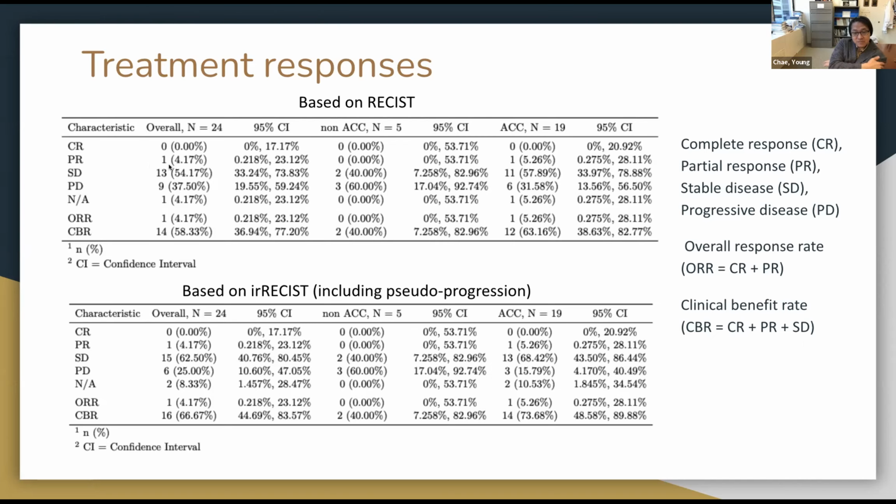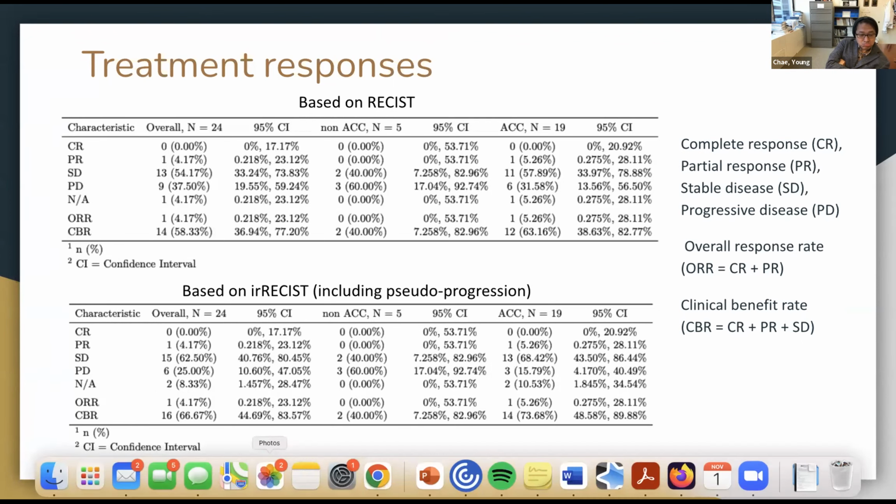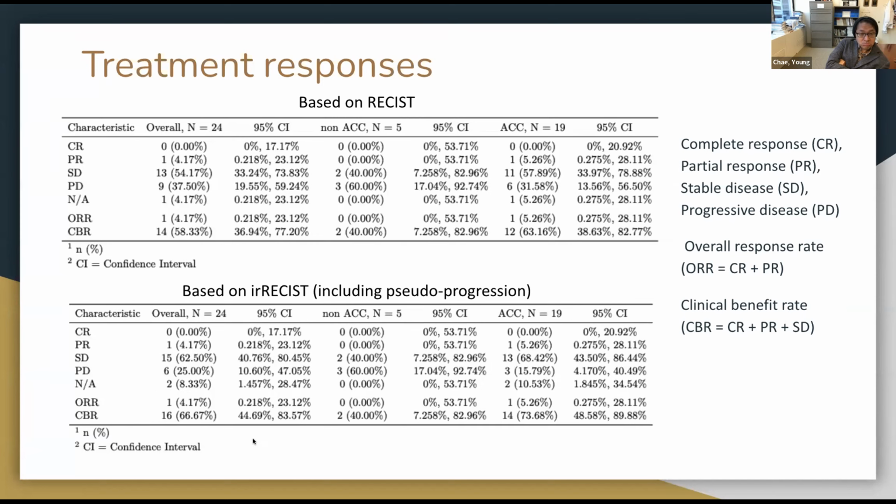And so one patient had partial response by both criteria. Most of them had stable disease, and then a couple of them progressed. So iRECIST and RECIST are different. Look, SD is 13 and 15. Yeah, so PFS should be different. So that tells me they're different.